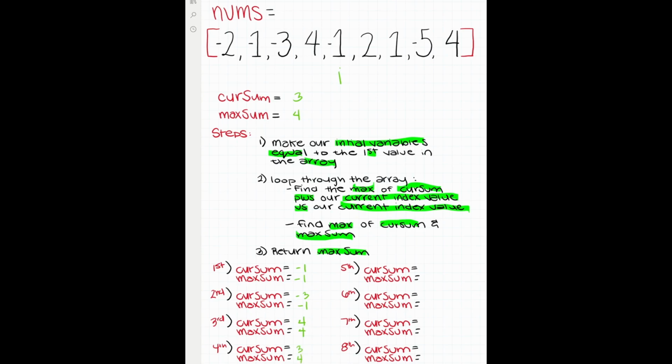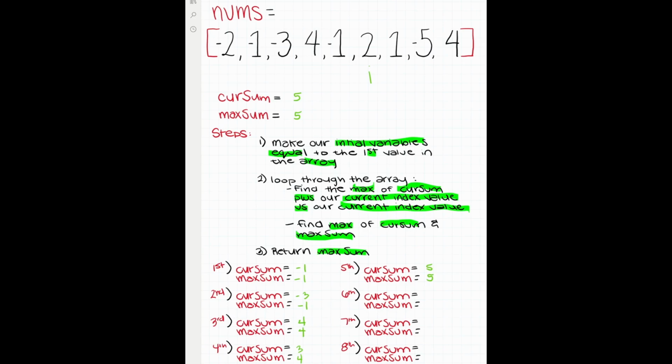On our fifth loop, we're going to move the I value over again to the 2. And then we're going to do 3 plus 2 equals 5. 5 versus 2, and 5 is greater, so we're going to save 5. 4 versus 5. 5 is greater, so 5 is our current max sum. And we're going to save this as 5.